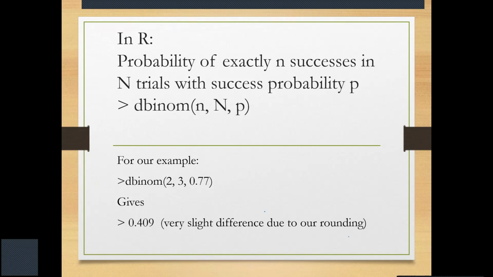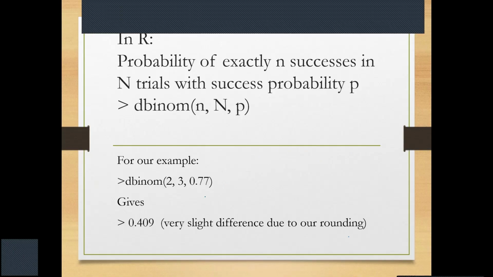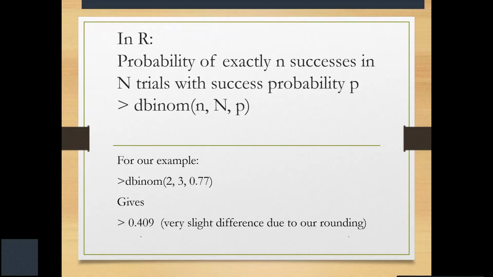So in our example of 2 out of 3, we do D binom, 2, 3, and then 0.77. Remember to put that probability in decimal format, and that gives us 0.409, which is very slightly different. We got 0.408 before, but that's just due to rounding when we did it by hand.